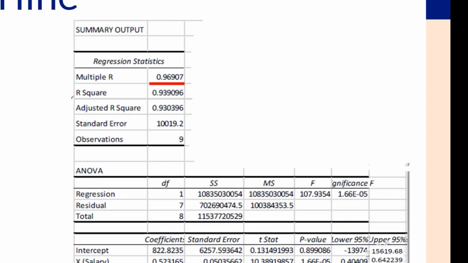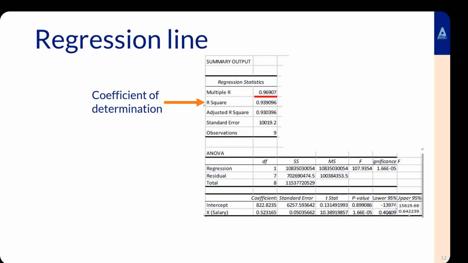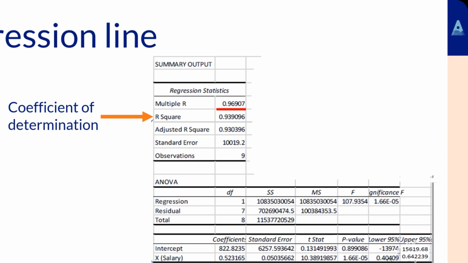Here we have the summary output on its own, and we want to look at that specifically. The first thing we're interested in is the R-square. The R-square is the coefficient of determination. Now you can see the number above that is multiple R. That's actually the same as the correlation coefficient. So we already had that in correlation analysis, and the multiple R in regression is the same. But when we square that, 0.96907 times 0.96907 gives us the coefficient of determination, which is 0.939. And this is an exact measure of how related the two variables are.